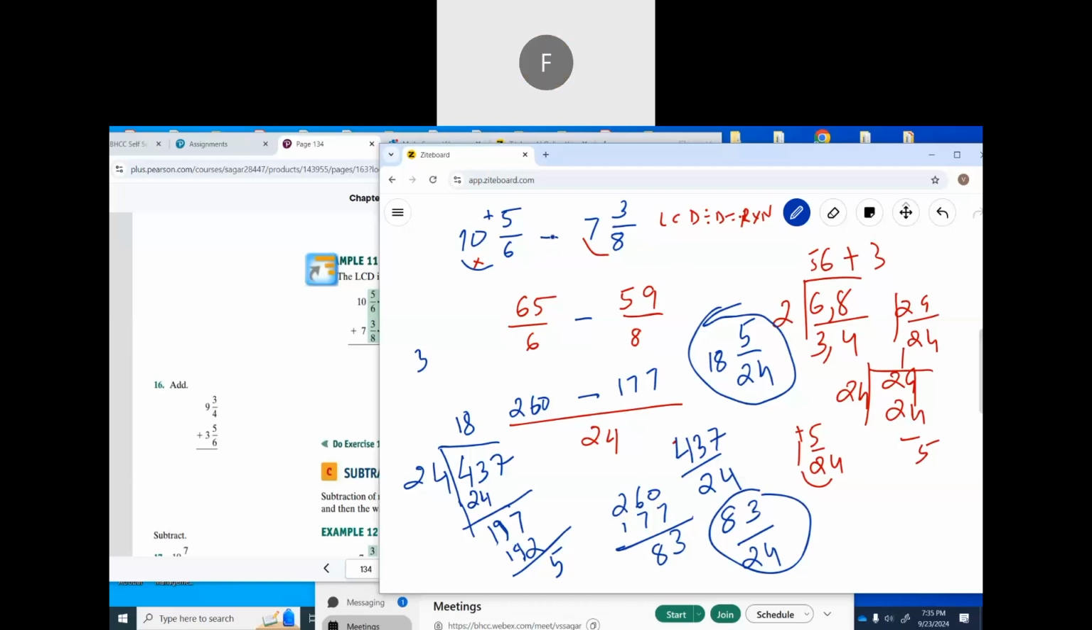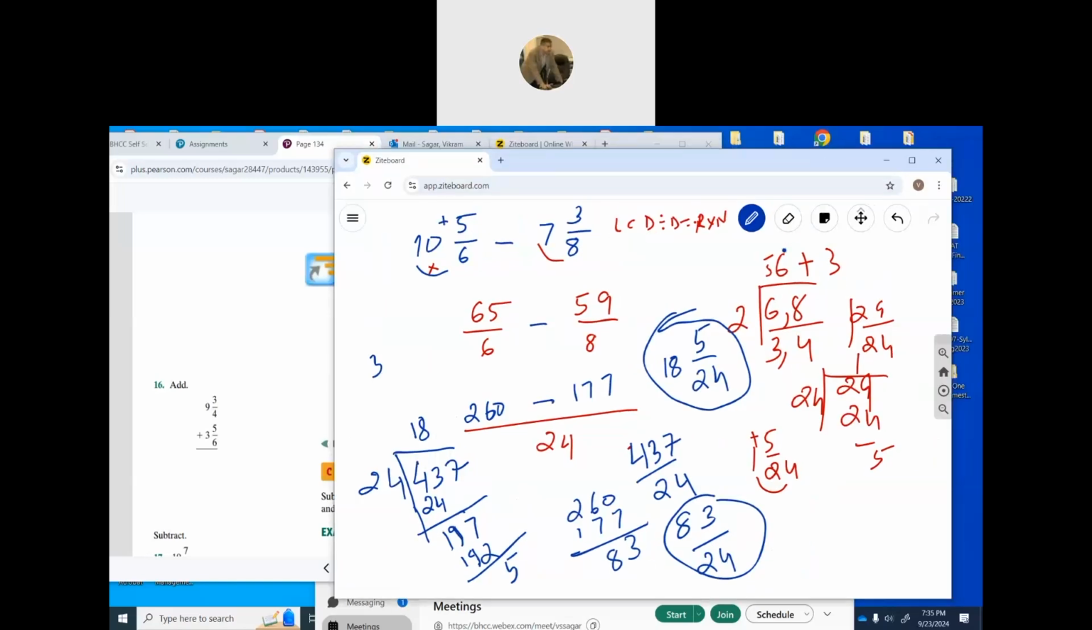But all I'm saying is, if this is a minus sign instead of plus, you just have a minus sign here, minus sign here, that's minus this, and the answer is right here, 83 over 24. But if they want a mixed number, again, do the long division, okay?